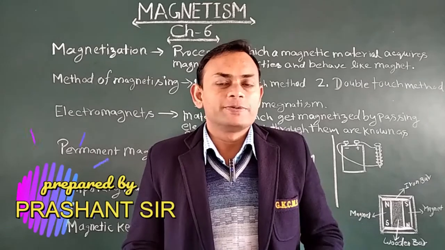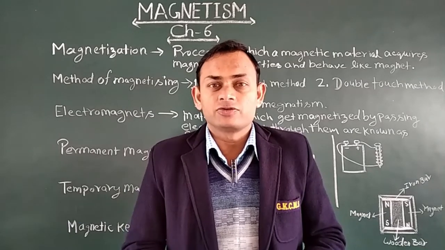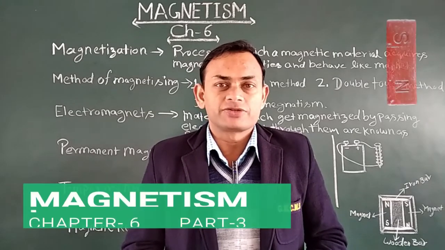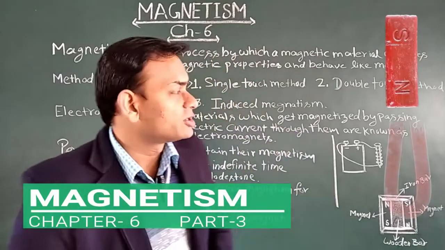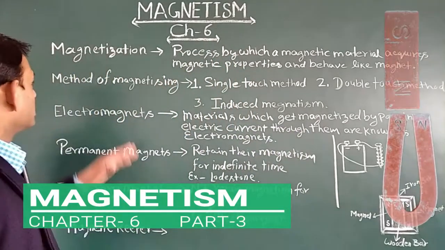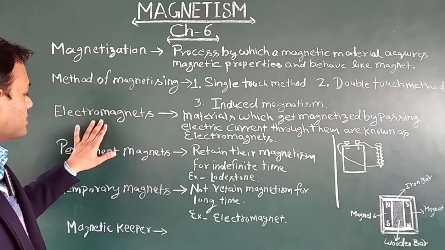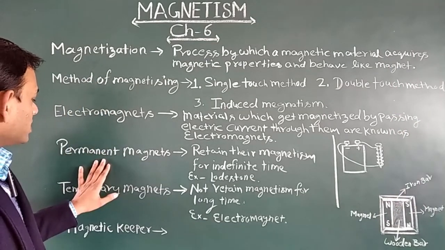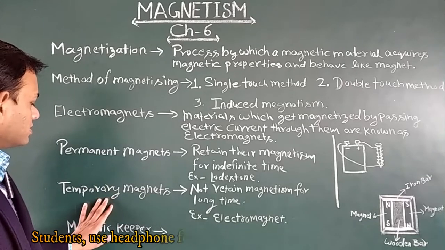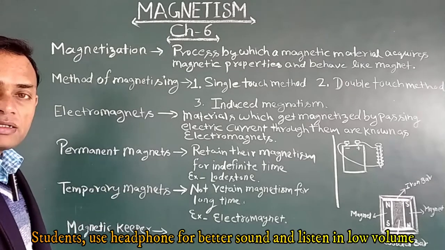Hello students, I hope you all are well at your places. As you know, we are doing chapter 6, magnetism, in physics, and in this class we will cover magnetization, methods of magnetizing, electromagnets, permanent magnets and temporary magnets, along with the magnetic keeper.